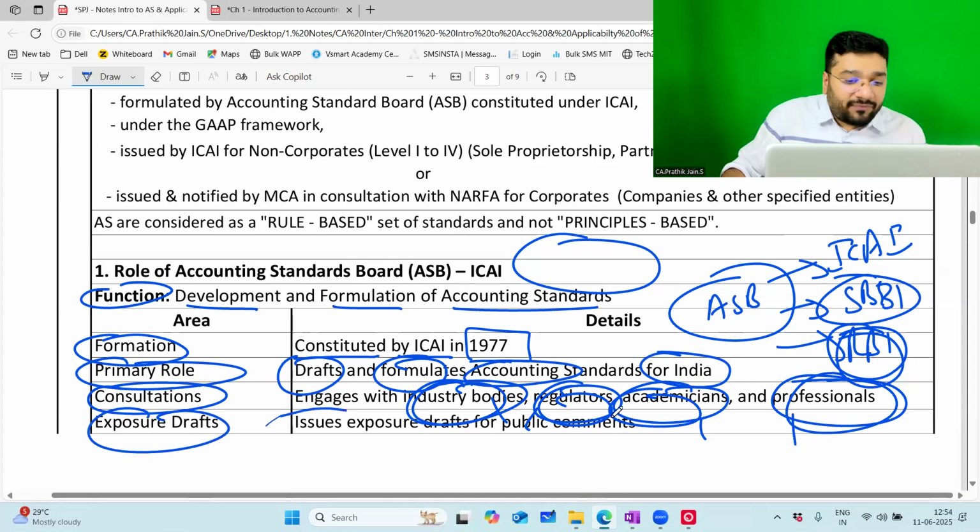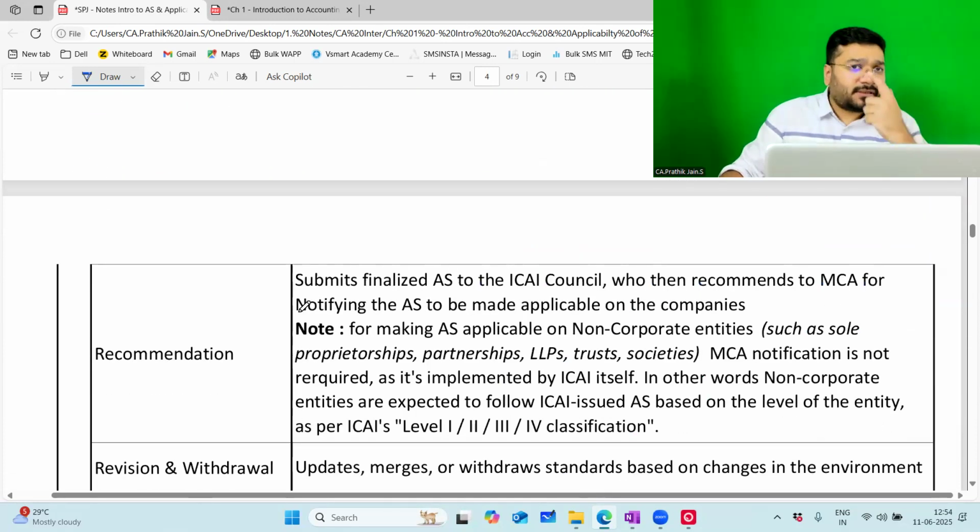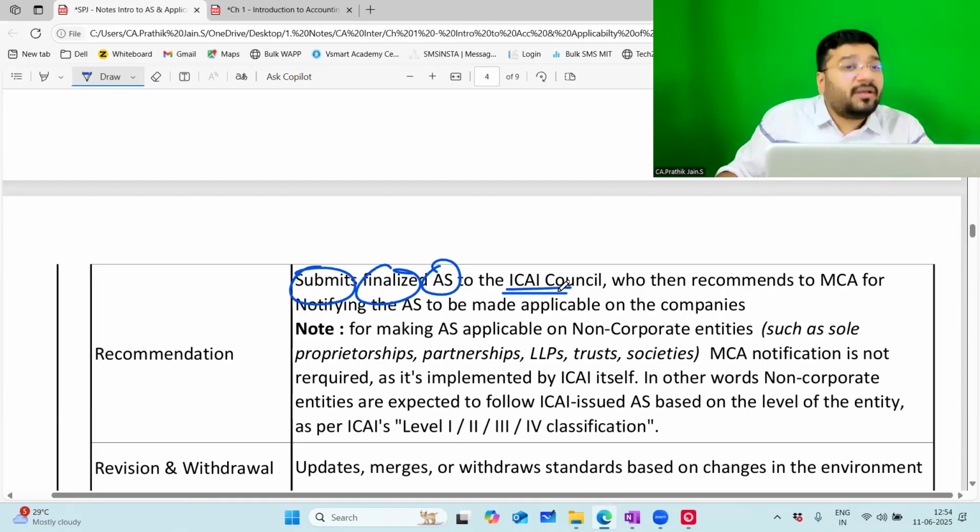Issue exposure draft. Leave this for now. What this is, I'll tell you in some time. Now what happens? Once ASB is finalizing the accounting standard, they will submit that finalized accounting standard to ICAI Council.